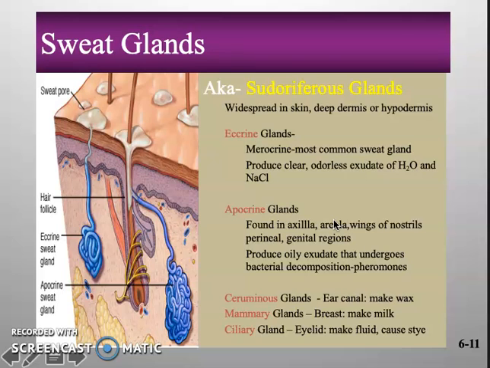Another ancillary organ of the skin is called the sweat glands. Again, they arise in the dermis. The most common sweat gland is called the eccrine sweat gland. It's a merocrine gland, just secretes sweat, water, and salts.